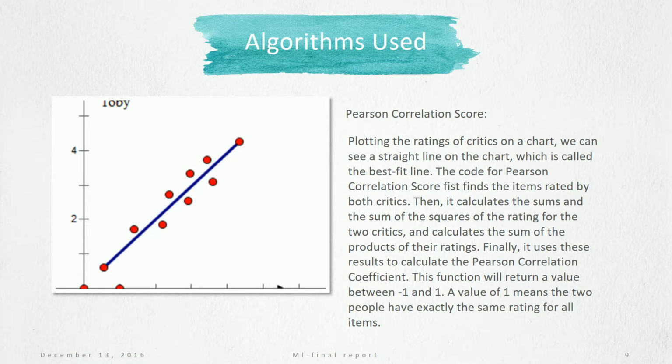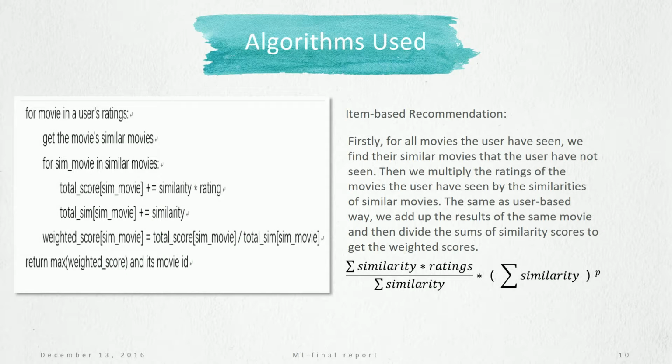The code for the Pearson correlation score first finds the items rated by both critics. Then it calculates the sum and the sum of the squares of the ratings for the two critics and calculates the sum of products of their ratings. In item-based recommendation, for all movies the user has seen, we find similar movies that the user has not seen. Then we multiply the ratings of the movies that the user has seen by the similarity of the similar movies.